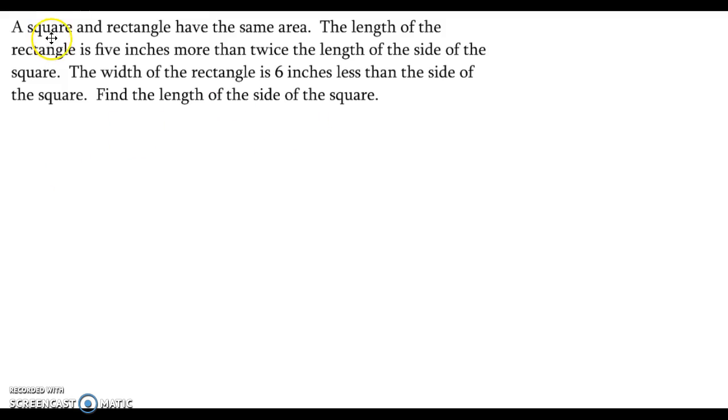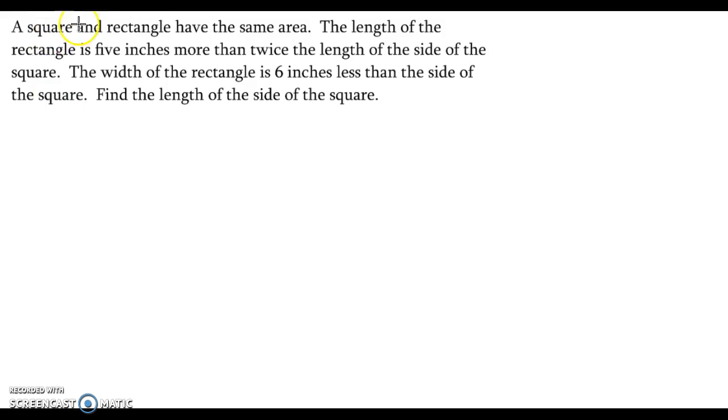Next and last problem. A square and a rectangle have the same area. The length of the rectangle is 5 inches more than twice the length of the side of the square. The width of the rectangle is 6 inches less than the side of the square. Find the length of the side of the square. So it doesn't look like a quadratic problem to begin with, but once we start setting it up, you might see some similarities between this and the quadratic problems that we've seen before.